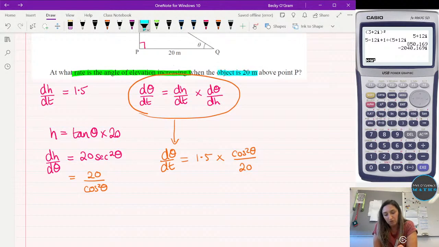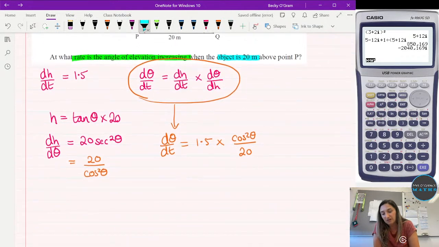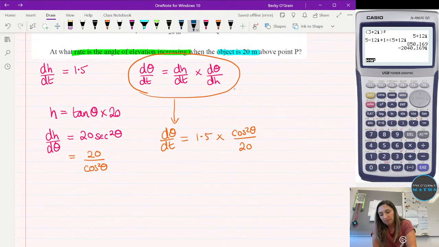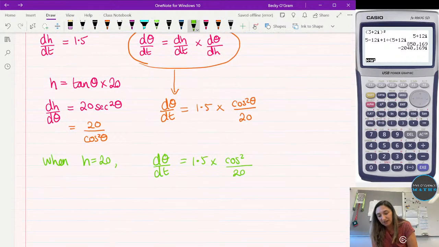We want to know what it is when the object is 20 meters above point P. So 20 meters above point P means that our h is 20. Okay, so when h is 20, we're going to work out d theta by dt, 1.5 times by cos squared theta over 20. So I'm going to need to work out that theta bit. I'll come back to that.